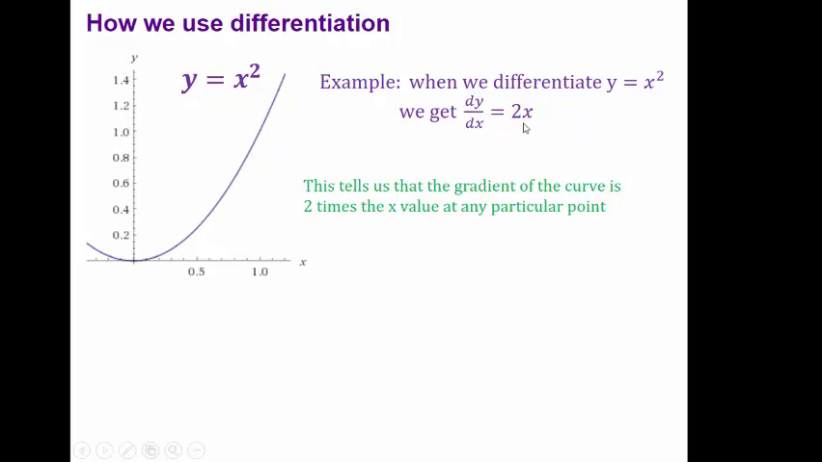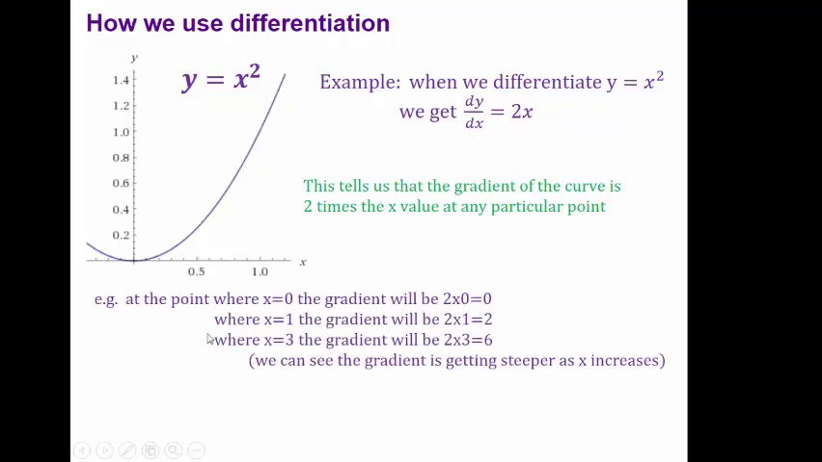Now, it doesn't look any great shakes, but this is amazing because this is the gradient function, and it tells us the gradient anywhere on this curve if we just substitute the value of x at a particular point. So if we're interested in what is the gradient of this curve when x equals 1, we just substitute 1 in that x value and we'll get 2 times 1, and we find that here the gradient is 2. I mean, can't get much easier than that, can it?